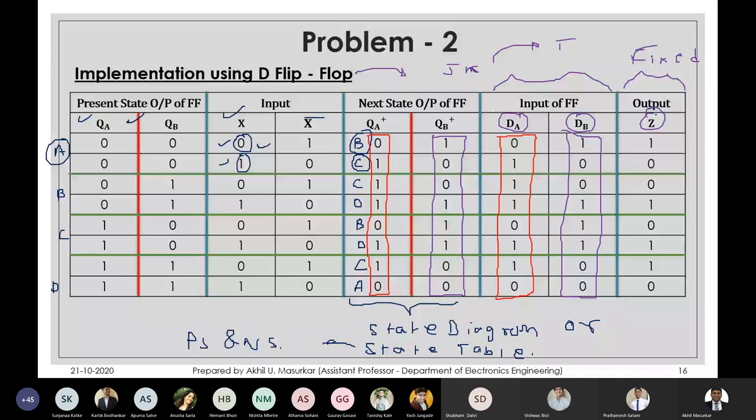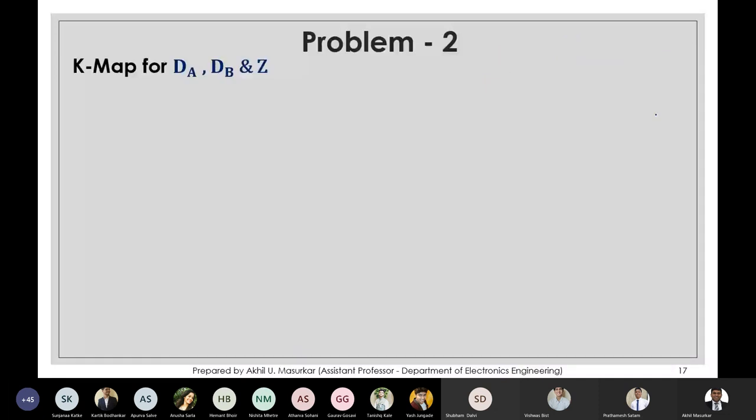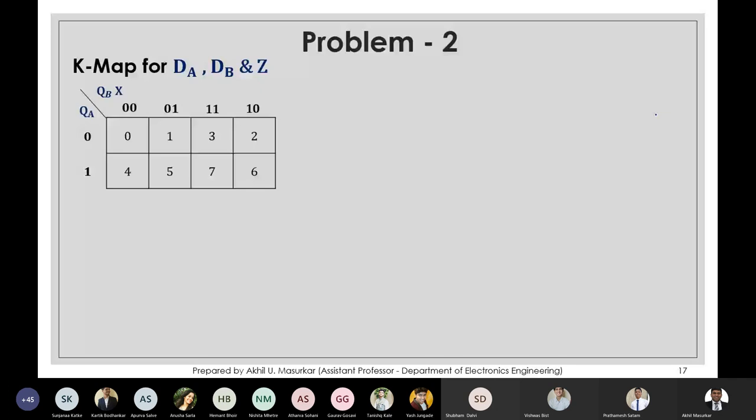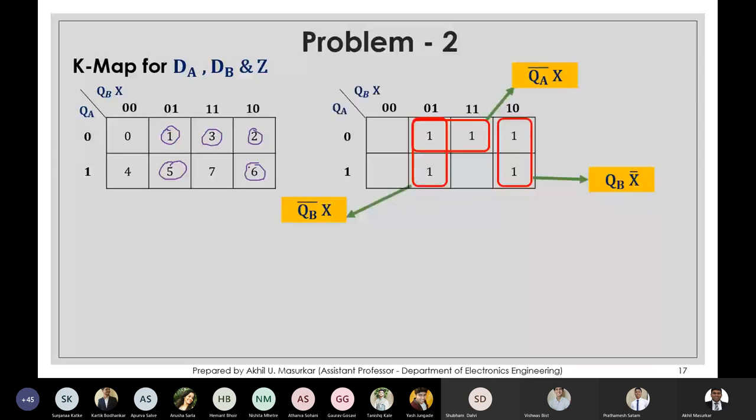Okay, so let's go ahead. That is K map for DA, DB, and Z. So first is DA. Can anybody tell me which terms are one? One, two, three, five, and six. Okay, let's check. Yes, that is correct. So this is going to be the value of DA. Just check it out. Check each and every term. QB X bar, that is right. And Q bar X.